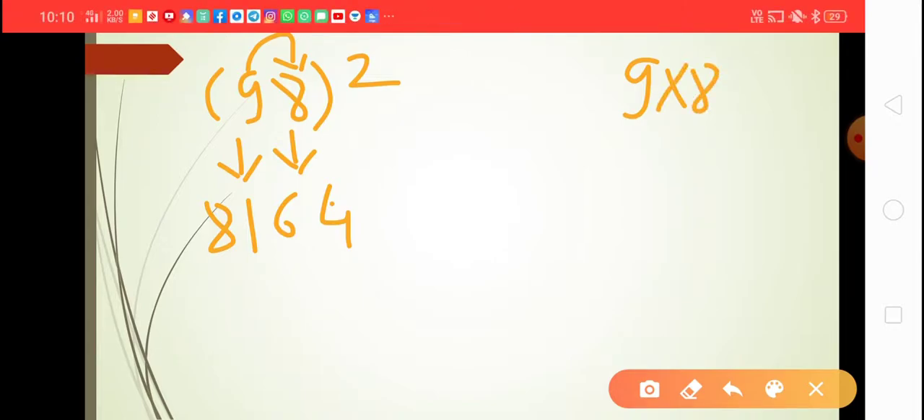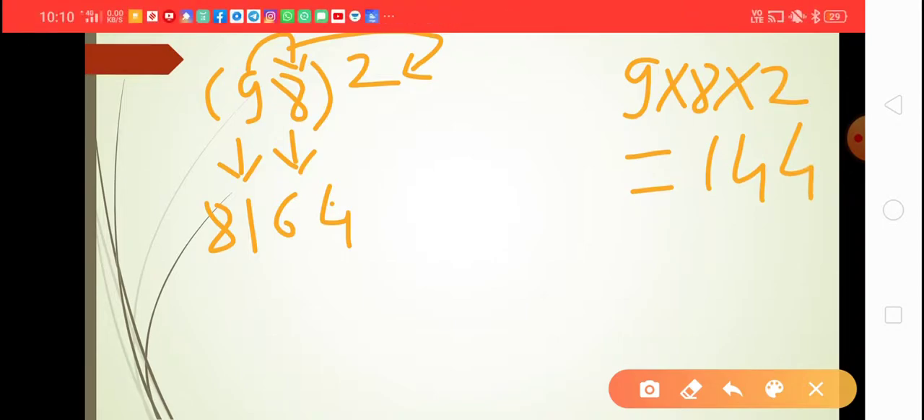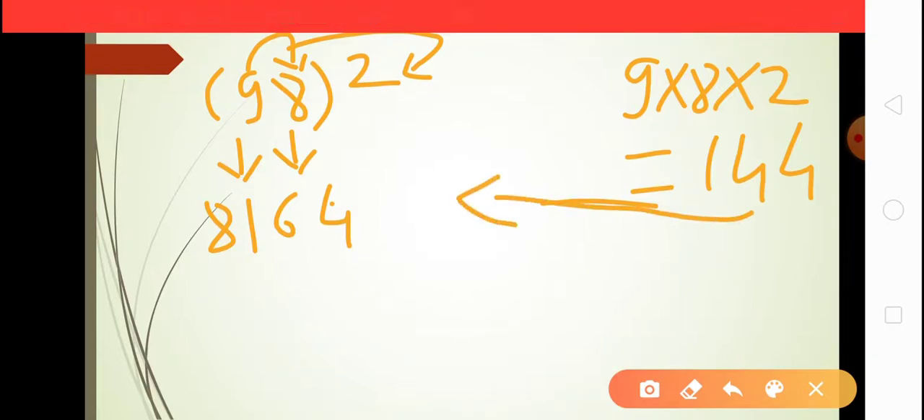Then after we have to multiply it with 2. So multiply by 2, it becomes 144. Am I right? Yes, it is correct, 144. Then after we have to add this number to the other number, but one precaution that we have to take is we have to start from the 10th position. We have to neglect the unit position.